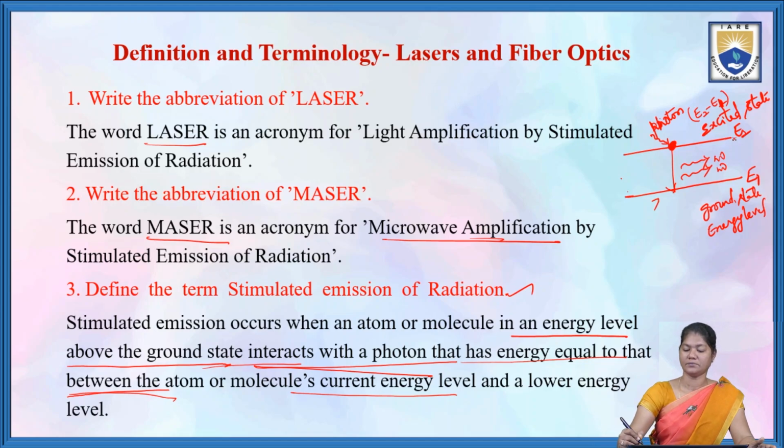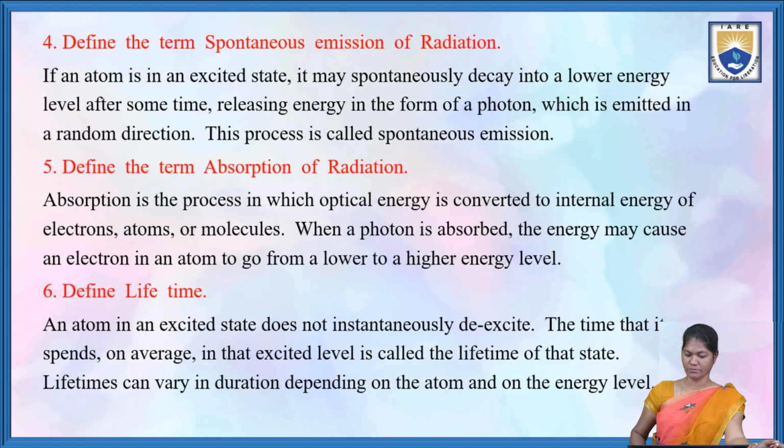So stimulated emission of radiation occurs when a higher energy state atom interacts with a photon which has energy equal to the energy difference between the two energy levels. Then the atom transits to the lower energy level by emitting two photons. So this is called stimulated emission of radiation.